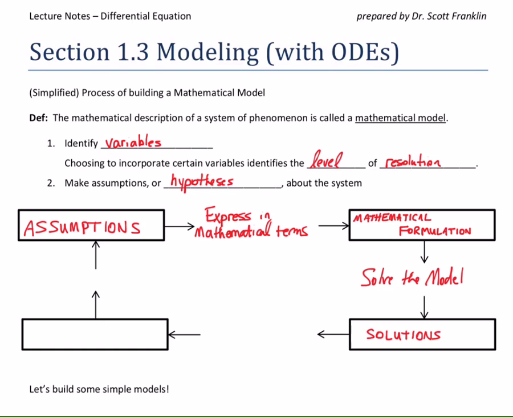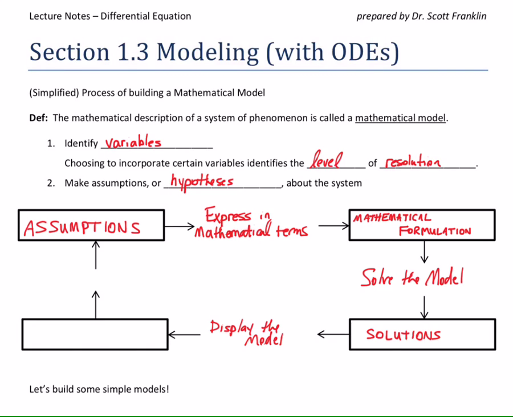Once you have the solutions, now these again are idealized in the mathematical world. They are the result of your mathematical formulation. So this does not necessarily mean it solves the real world problem. You've only guaranteed at this point that it solves the mathematical formulation. So now you've got to figure out a way to translate it back into the real world.